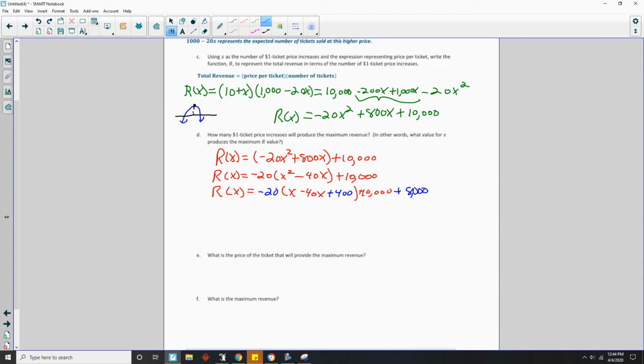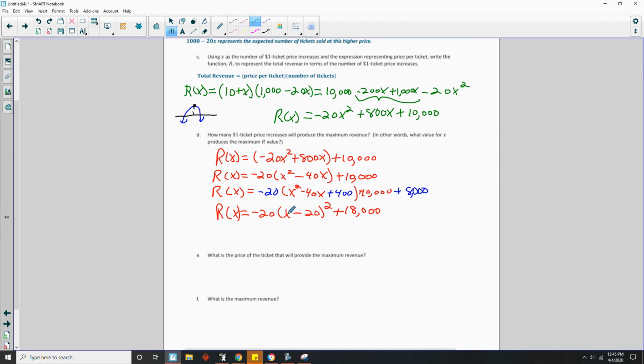Okay, so then what we need to do is just finish this and find the vertex form. So let me go back to red now. R of x equals negative 20, perfect square of, oh, I lost my squared here. So that's going to be x minus half of our b, squared. And then plus this sum here, 10,000 plus 8,000 is 18,000. That will give us the vertex form.